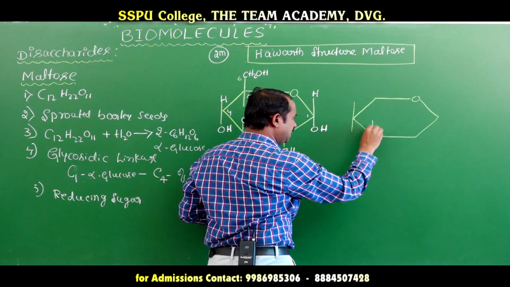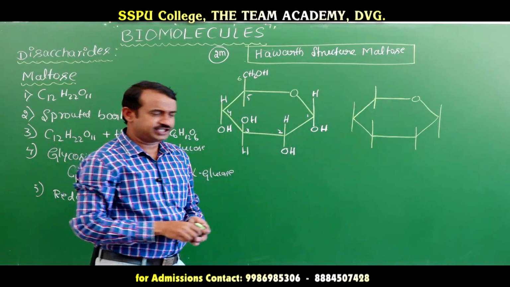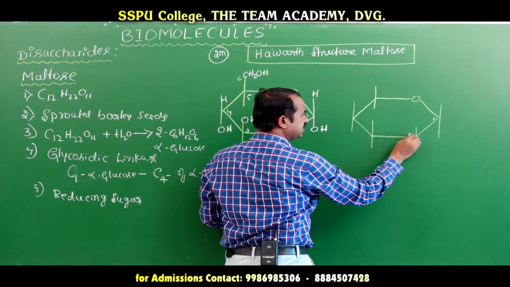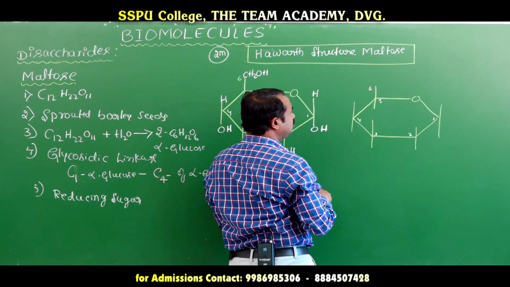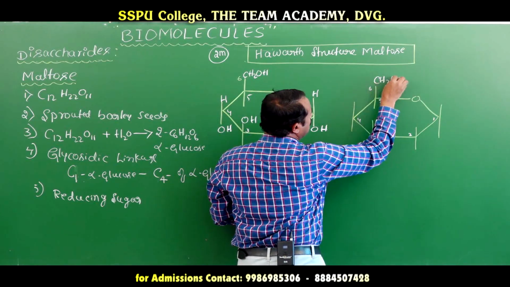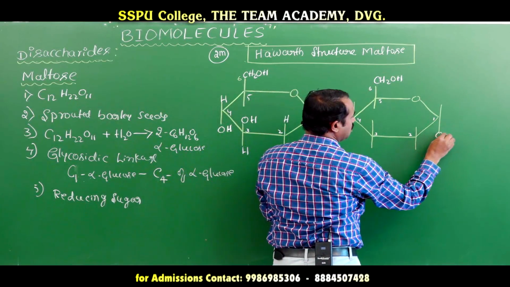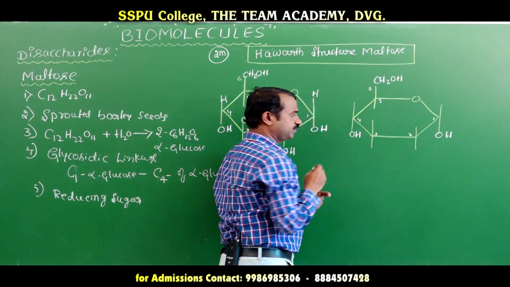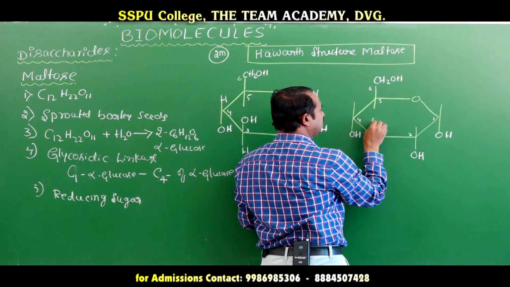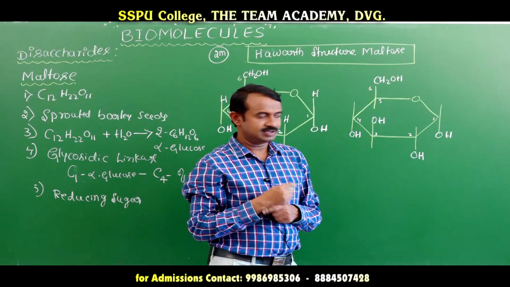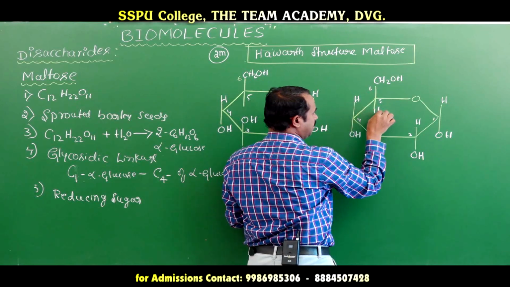Okay, here also another alpha glucose. Number the carbons C1, C2, C3, C4, C5, C6. The sixth carbon you should write as CH2OH. Then OH, OH, OH, OH. One OH is outside, another one is inside, and opposite to them H, H, H, H, H.